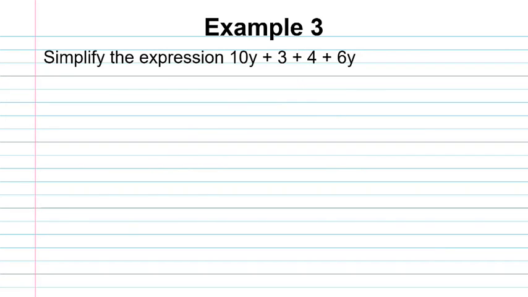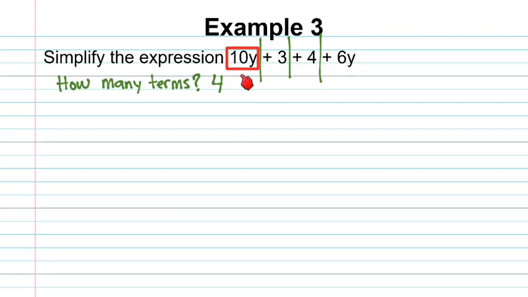Next example. Simplify the expression 10y plus 3 plus 4 plus 6y. How many terms are there? Well, separating out that plus sign, the next plus sign, and the last plus sign, I notice there are 1, 2, 3, 4 terms. A like term to 10y would be 6y because they both have that variable. And then I also notice that 3, this is a positive 3, is a like term to this 4 because both of those don't have any variables, so those are like terms.